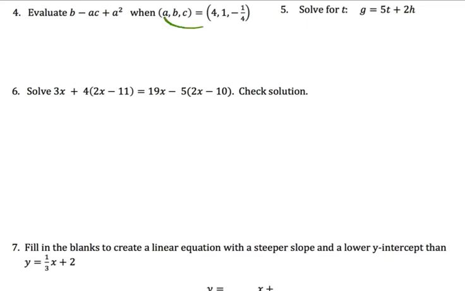Number 4 is a review of substitution. You're going to plug in 4 for A, B is going to be 1, and C is going to be negative 1/4 into this expression, and then you evaluate using the order of operations. Number 5, you're going to get T by itself. We did that back in Unit 1. Number 6, you're going to solve this equation. It is kind of complicated. It looks like you're going to have to do some distributing, adding like terms, that sort of thing.